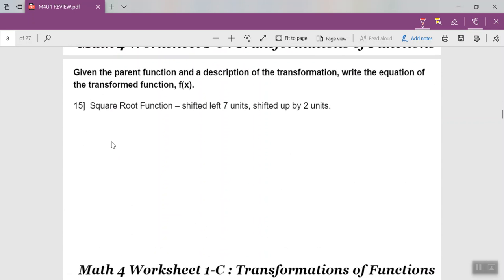This is a square root function. Shifted left 7 and up 2. So we're not going to have anything in front. And because we're going left 7, that means we're going to say plus 7. Remember, we do it backwards. And then up by 2 is going to be outside of the bracket.